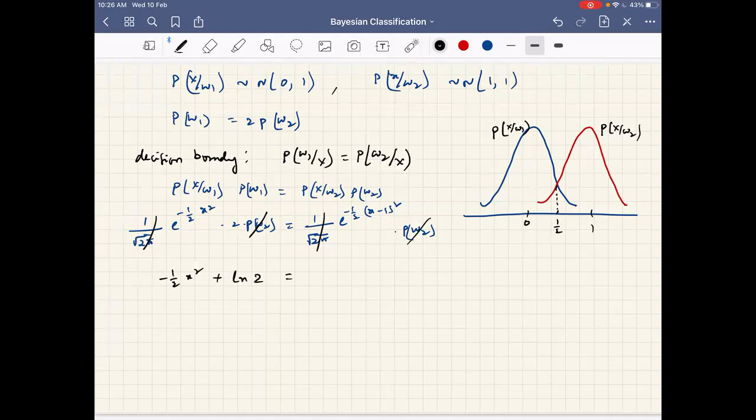Hope you know that. And minus half (x minus 1) whole square. Okay, if I solve this, I will get the decision boundary. Right? So what is the decision boundary? Am I doing correctly? Yes.